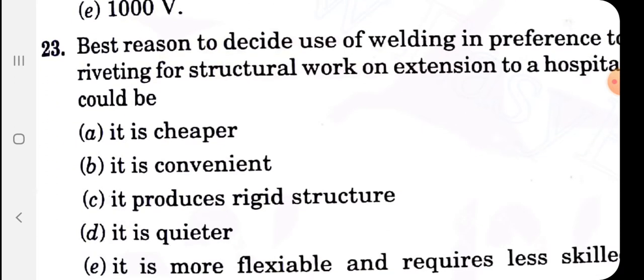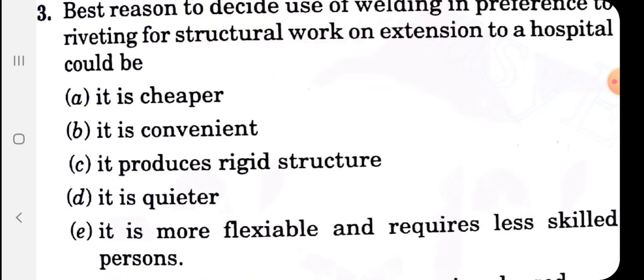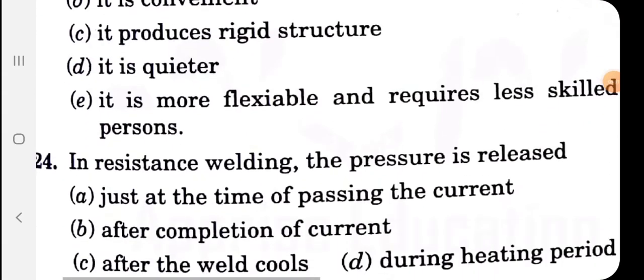Best reason to decide on use of welding in preference to riveting for structural work on an extension to the hospital could be, so it is quieter. So because of quietness, we will use this. So that is the 23 is D. 24th.